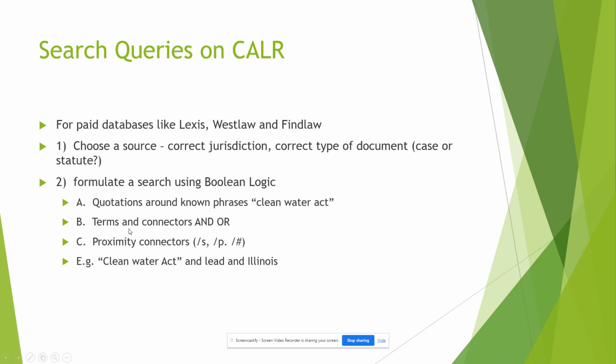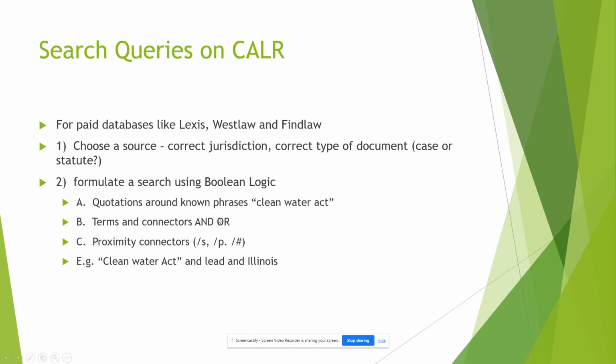Okay, then we have what we call our terms and connectors. So if we wanted Clean Water Act, and we also are interested in only Illinois stuff, we use Clean Water Act, then the word AND, and then Illinois. And I'm going to get a hit if the phrase Clean Water Act appears in a document and the word Illinois appears in the document.